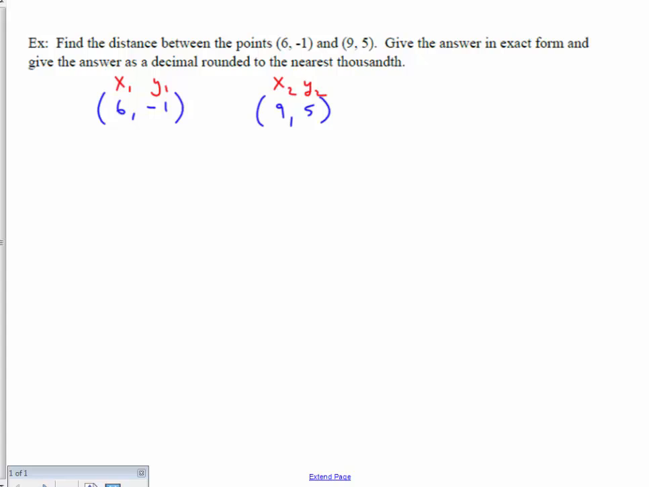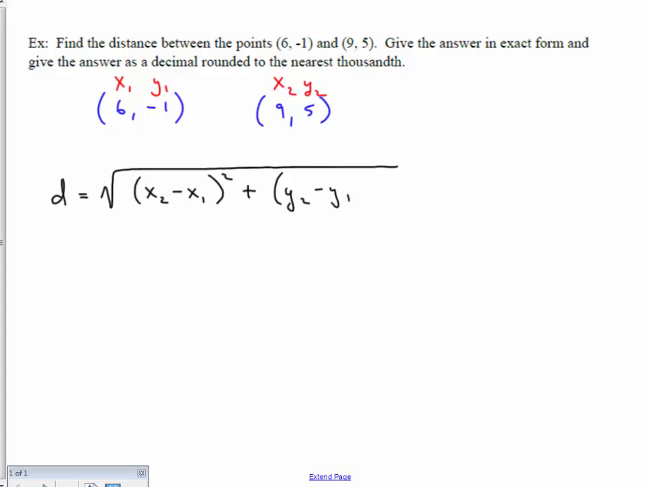Then I will use my distance formula. I encourage you to write down the distance formula each time you use this, and it will make it easier to remember when you take a test. The distance formula is d equals the square root of (x sub 2 minus x sub 1) all squared plus (y sub 2 minus y sub 1) all squared.